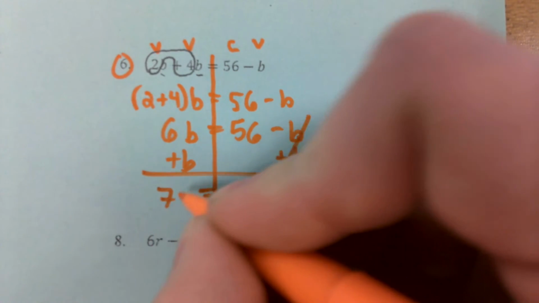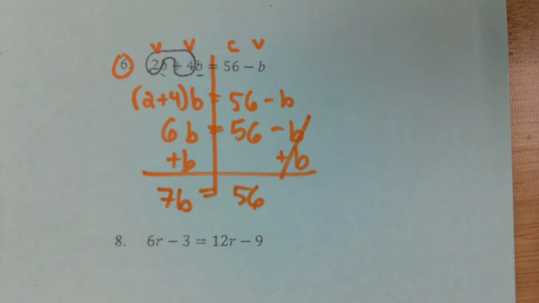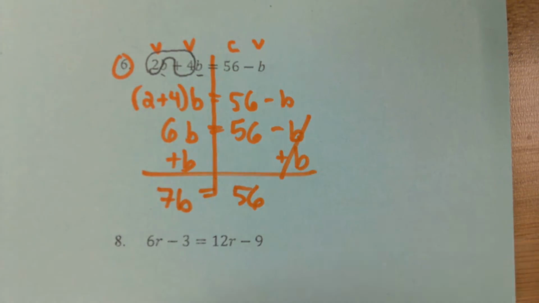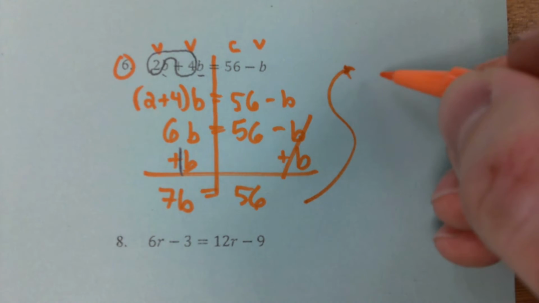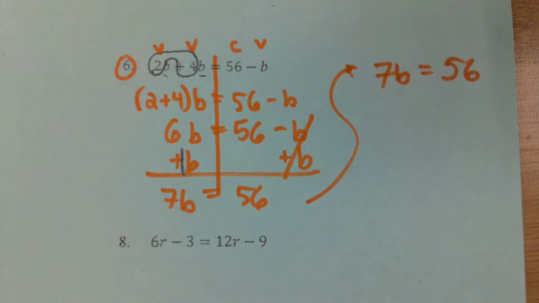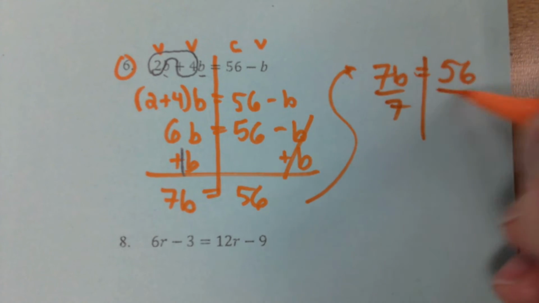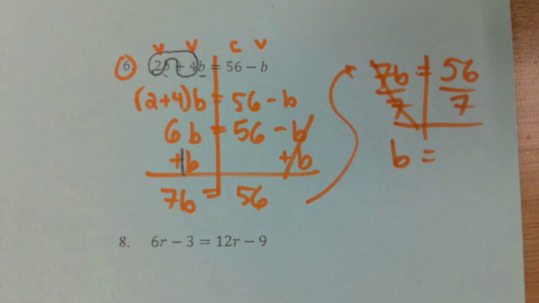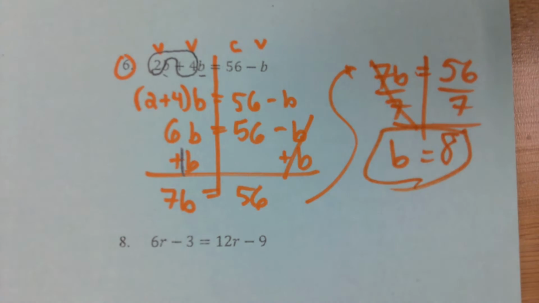And now we're just left with 7b equals 56. Because when we add b to each side, remember there's an invisible 1 in front of that b that we have to include when we're adding. So it's 6b plus 1b, giving us 7b. 7b is equal to 56. What are we going to do to both sides now? Divide by 7, that's right. Those 7's cancel. B is equal to what, everybody? 8, right? 56 over 7. Just going to give us 8.